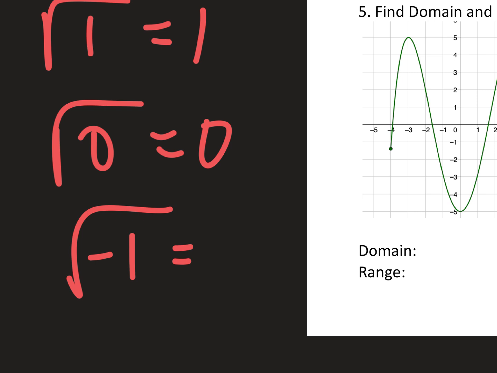It's impossible. It's called imaginary. You might think it was 1 or -1, but it's not. Because 1 times 1 won't give you -1, and -1 times -1 also won't give you -1. This one's impossible. And so the square root of -1 is actually i, for imaginary.